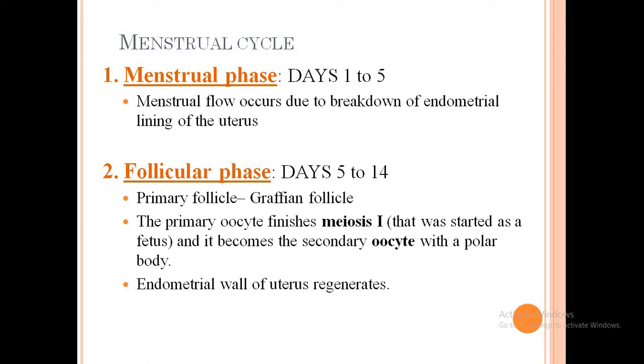The next phase is the follicular phase. Children, why are we using the word follicular phase? Because this is the phase during which the Graafian follicle shows great development. This occurs from day 5 to day 15. This phase is also called the post-menstrual phase. Why are we using the word post-menstrual phase, children? Because this phase occurs after menstruation.